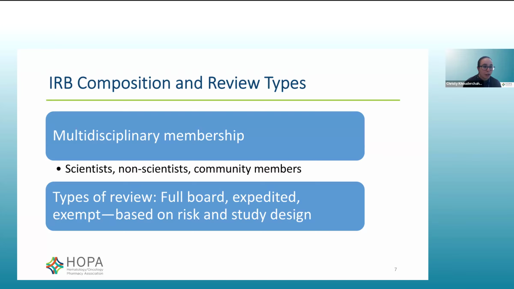The development of which one needs to be done is really based on the risks and the study design and what the implementation is revolving around, the patients and the patient aspects being collected. Next slide.